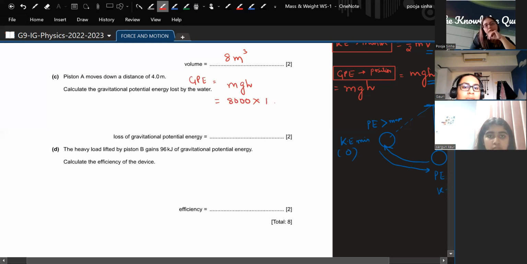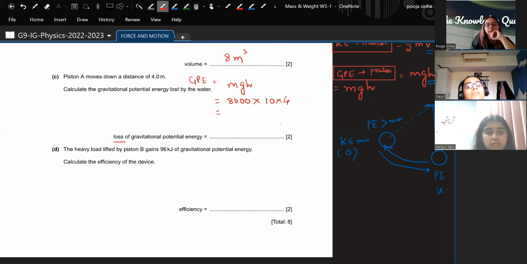And what is h? How much is h? Height, right? Right. Height is how much? 4 meters. It's given in the question. It is 4 meters. So why is it calling it a loss? Because the distance is reducing. Someone keep yourself unmuted, beta. So 8,000 into 10 into 4.